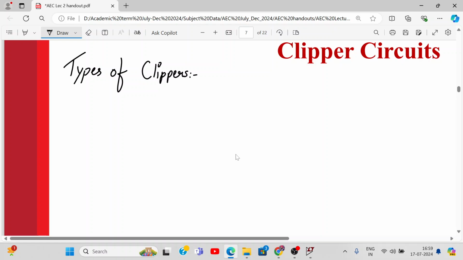Okay, let me reconnect my writing pad once. Yeah. So the first types of clipper circuits can be classified based on which portion of the output waveform is getting clipped. So first will be the positive clipper, then we have the negative clipper.